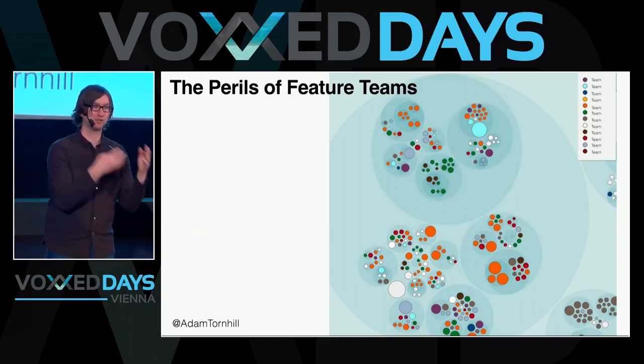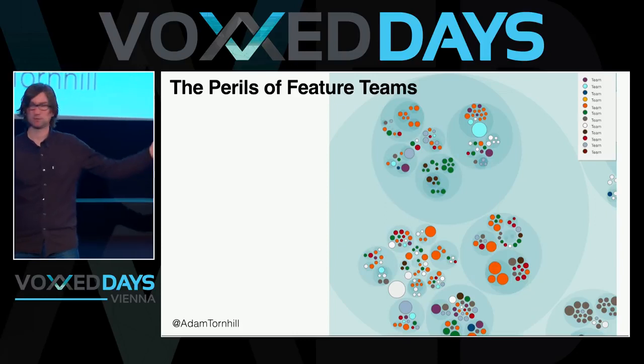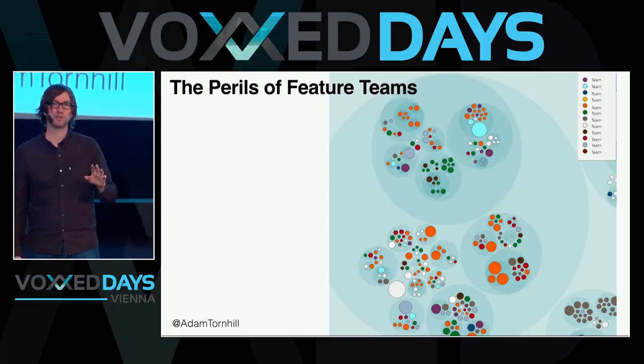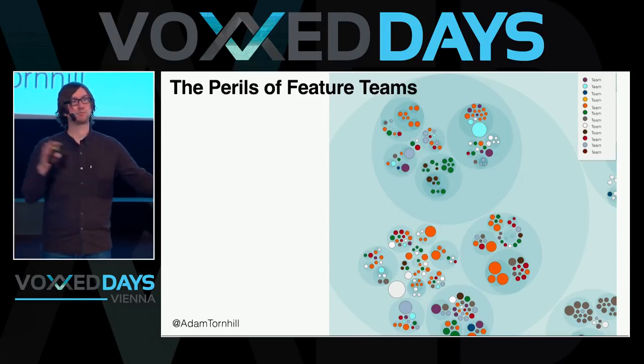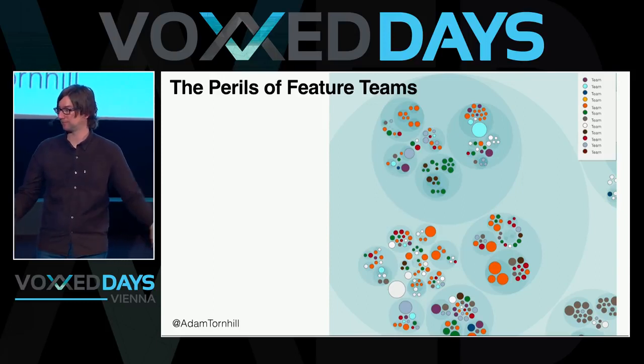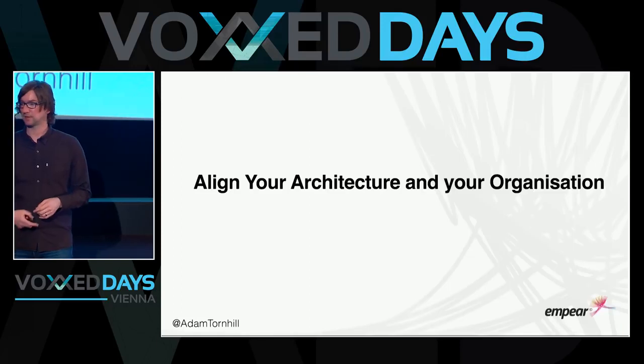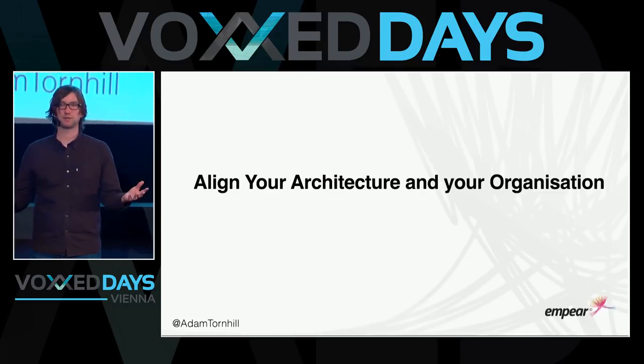Not only is this going to be incredibly expensive to coordinate, it's also a missed opportunity because what will happen here is that you will miss synergies between different features. That is an opportunity to simplify both the solution and the problem domain. So please align your architecture and your organization. Your code is going to thank you for it.